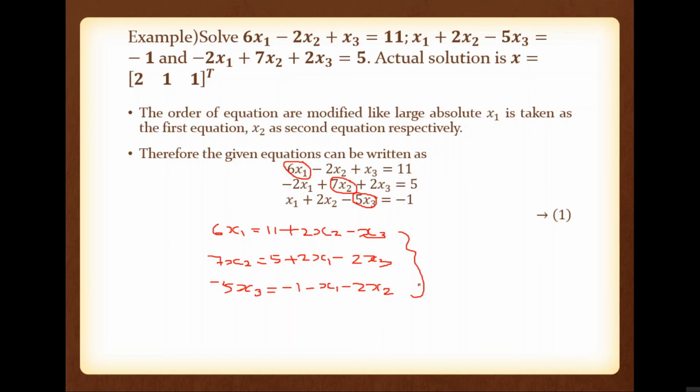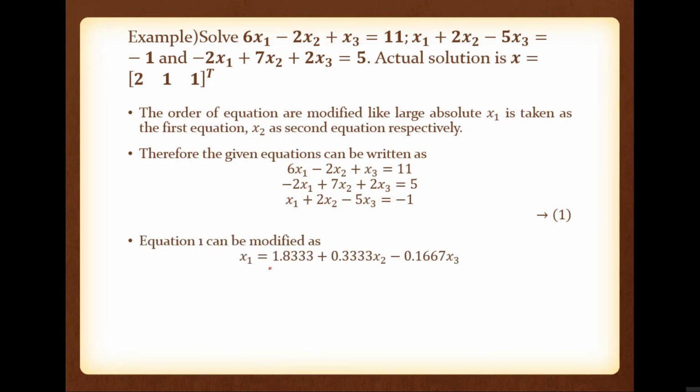Okay. So now what we have to do? Now you can divide a particular equation by its diagonal element. So this is the left hand side, we have the diagonal elements. So divide the entire equation by that diagonal element. Means first equation by 6, second equation by 7, third equation by minus 5. x1 is equal to 1.833 plus 0.333 x2 minus 0.167 x3. I told you use 3 significant digits. So if you are using 3 significant digits, this one will be minus 0.167 x3.